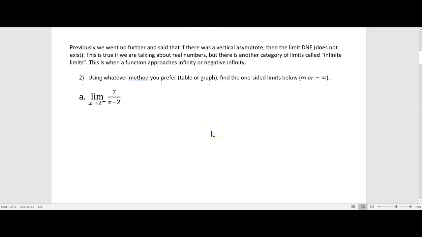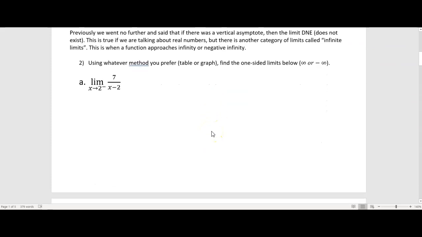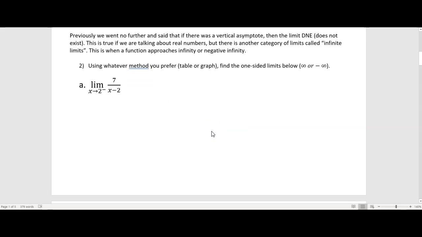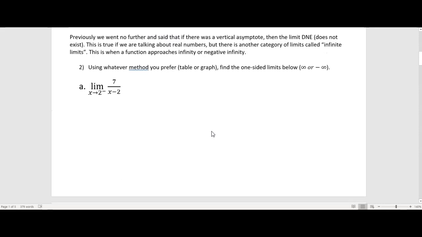So previously we went no further and said that if there was a vertical asymptote, then the limit does not exist. This is true if we were talking about real numbers, but there is a category of limits called infinite limits. This is when a function approaches infinity or negative infinity. So for this, actually there's two. There's part A on this page and part B on the next page.